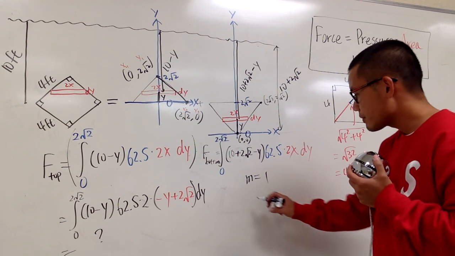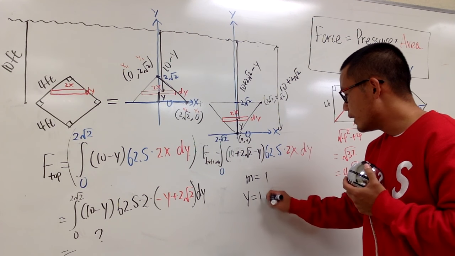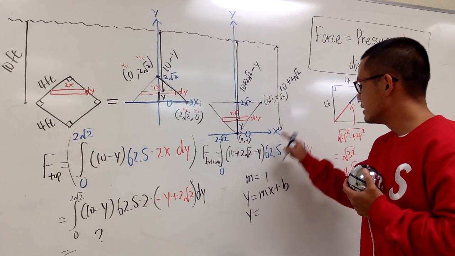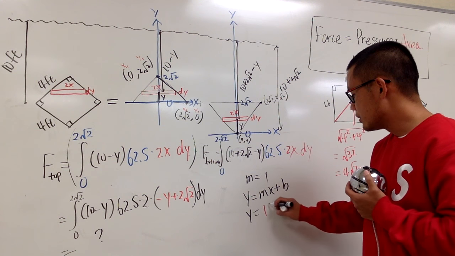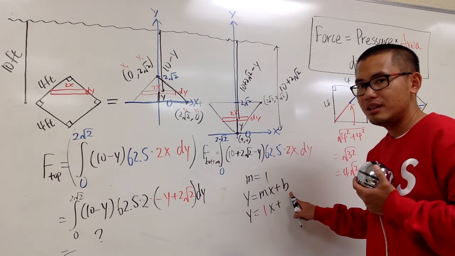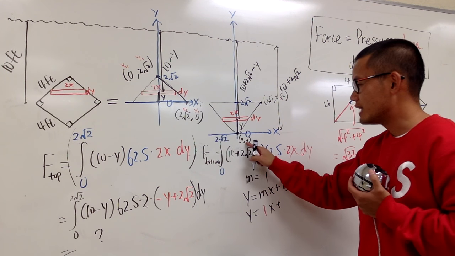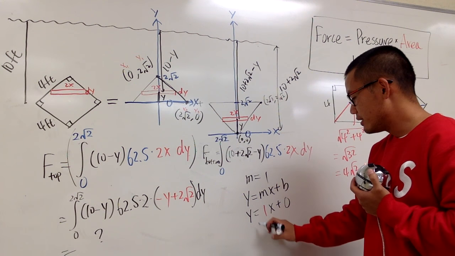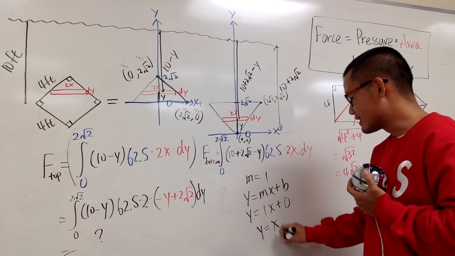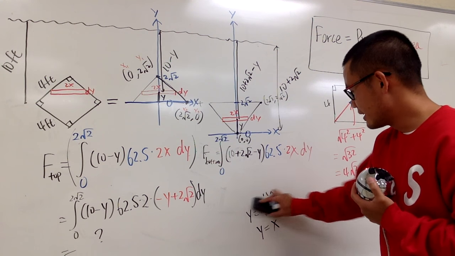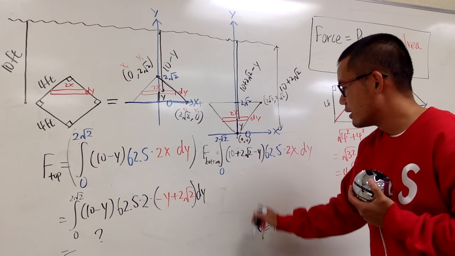And then y is equal to mx plus b. Y is equal to m, which is 1, times x, plus b. b is 0, because that's the y-intercept. So b is equal to 0. In other words, y is the same as x. X is the same as y. Therefore, I can just show you here the force on the bottom.